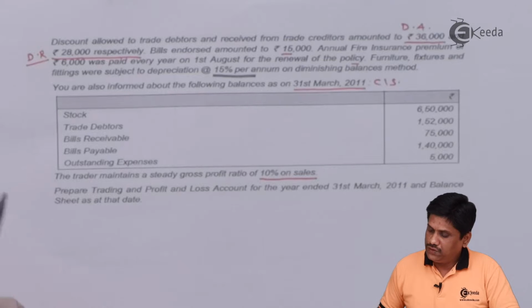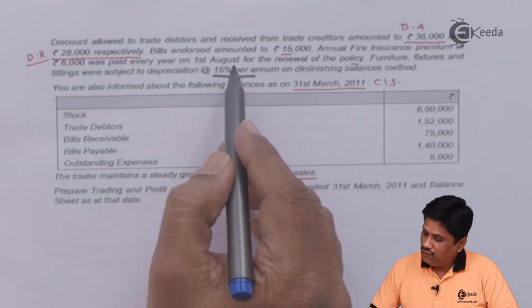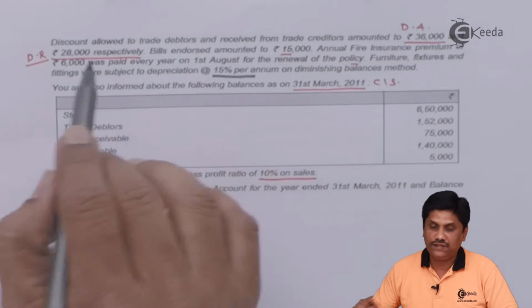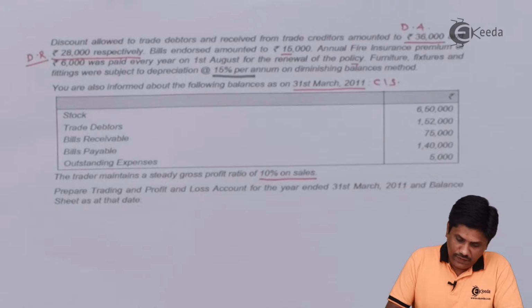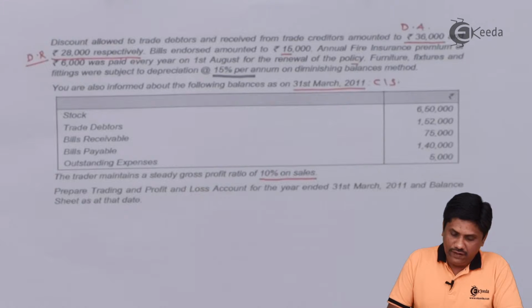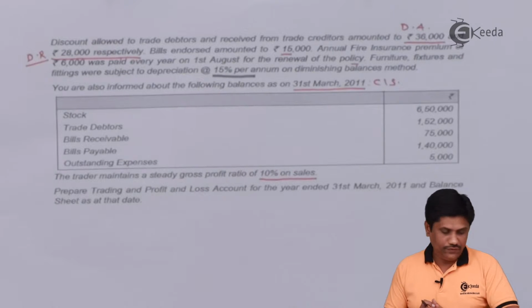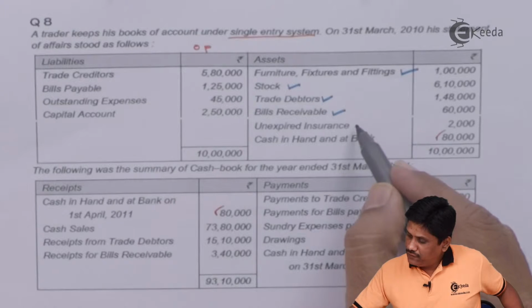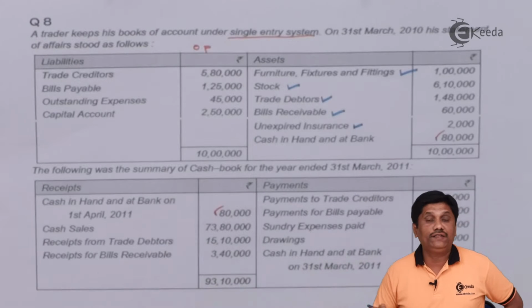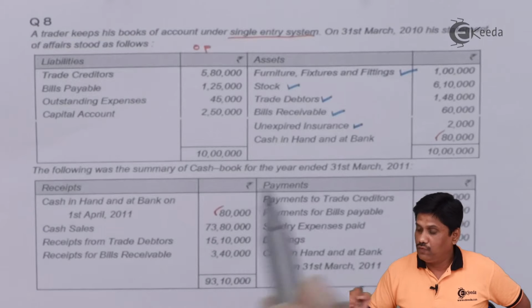And one more thing, it is paid on 1st of August every year and the amount is 6,000. That means if I calculate 6,000 per annum divided by 12, it means 500 per month. If you notice last year's balance sheet, they gave you unexpired insurance of 2000. That means it's prepaid in last year for 4 months.